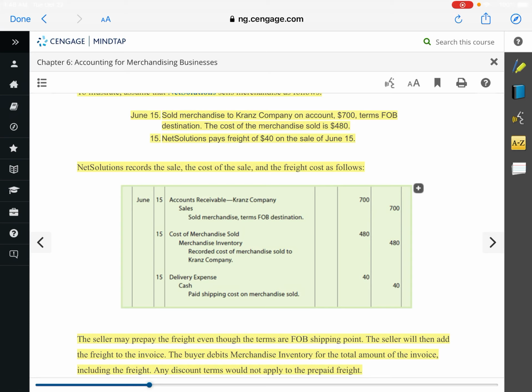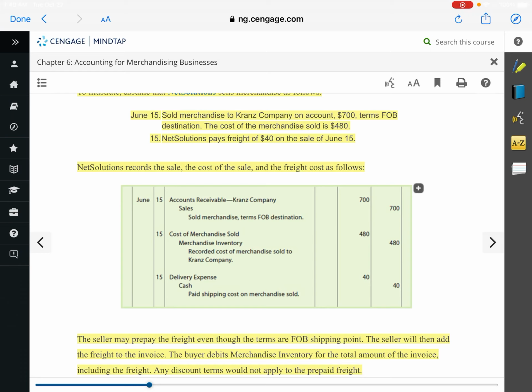So we're going to debit accounts receivable, number one, because they didn't pay cash. What type of account is accounts receivable? It's an asset, right? It's a promise from our customer to pay at a future date and time. All right, so we're going to debit accounts receivable for $700, and we're going to credit sales. So this right here, that accounts for the actual sale.